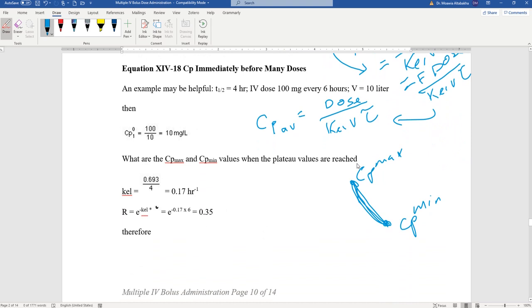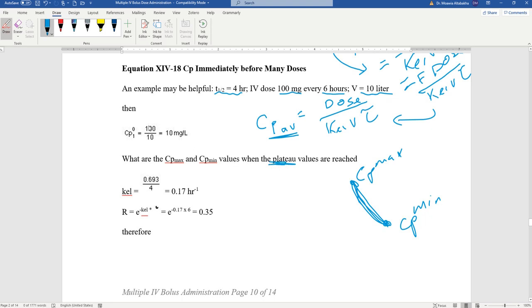Okay? Let's take this example. Let's say that the half-life of the drug is 4 hours. The dose is 100 milligram. And we're giving the drug every 6 hours. And the volume of distribution is 10 liters. Now, what I want you to do is calculate Cp average, calculate Cp minimum and calculate Cp maximum at steady state, at the plateau.